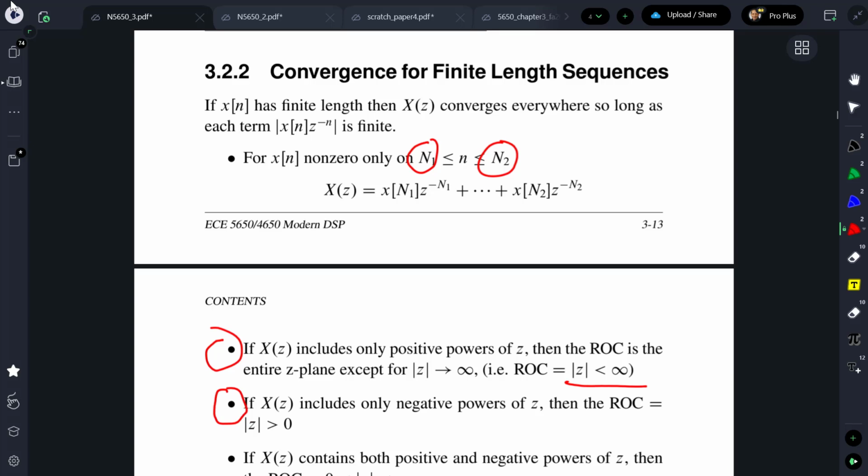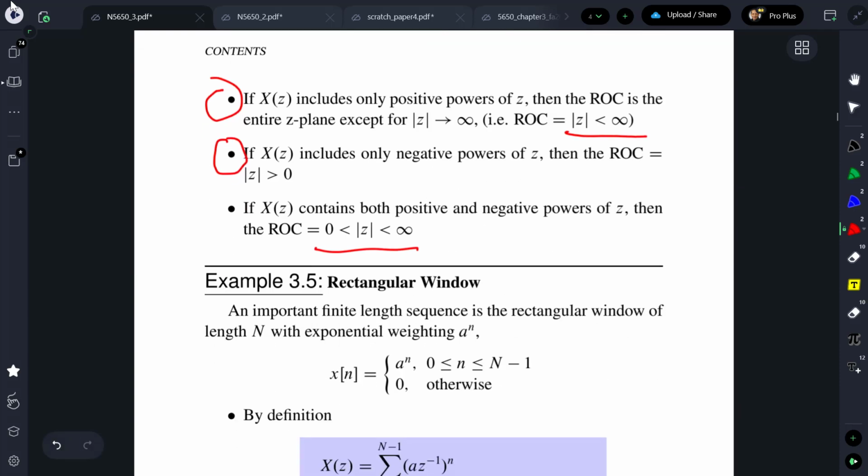So I guess causality in a sequence, as in the impulse response being 0 for n less than 0, says that we have to be able to go out to infinity with the region of convergence if it's a causal system. And we'll bump into that later.